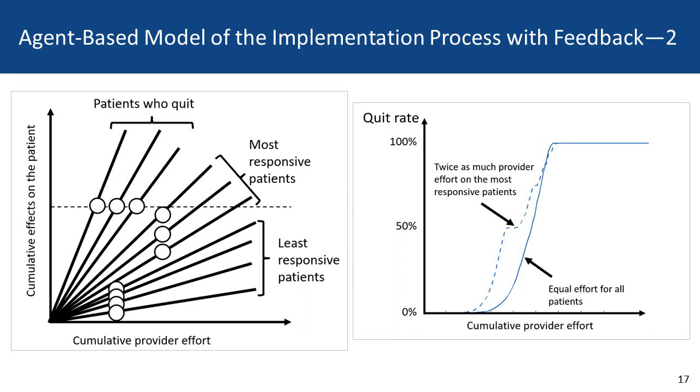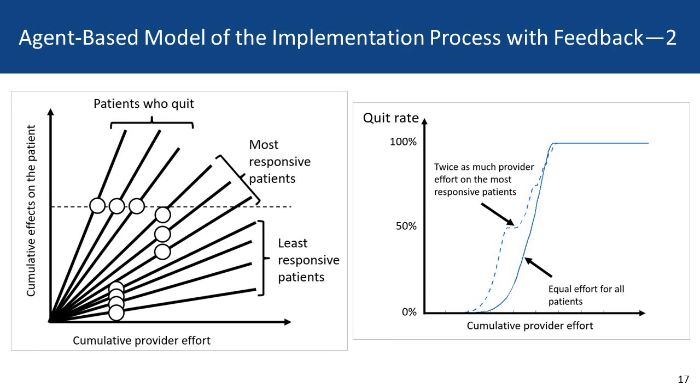So here, we show what happens when we put this feedback into our model. So we see 3 things here. First, let's look at the patients who quit. Those are typically the ones who are the most responsive to the provider effort. You can see this here, where those who have quit have circles that are right on top of the horizontal dashed line. What this means is that the provider will stop giving any more effort towards these patients, because once they have achieved their outcome, then the provider can move on and provide for the other patients.